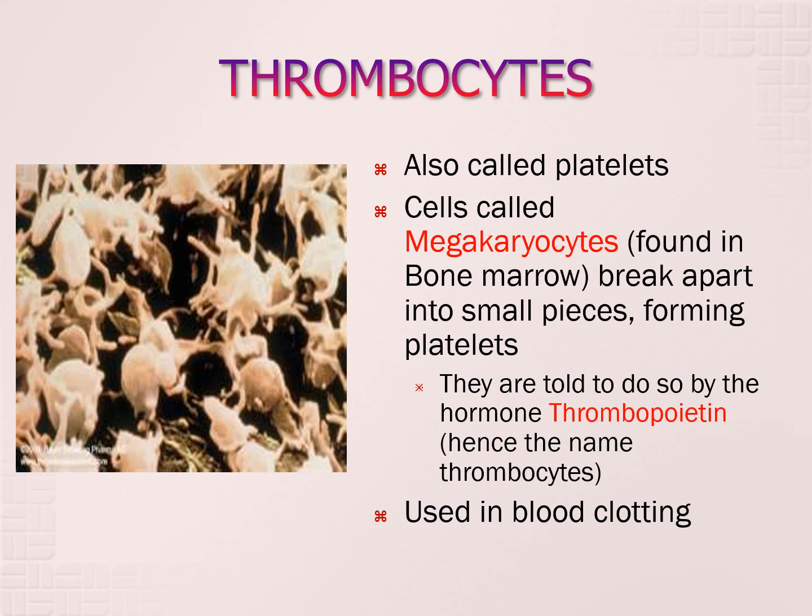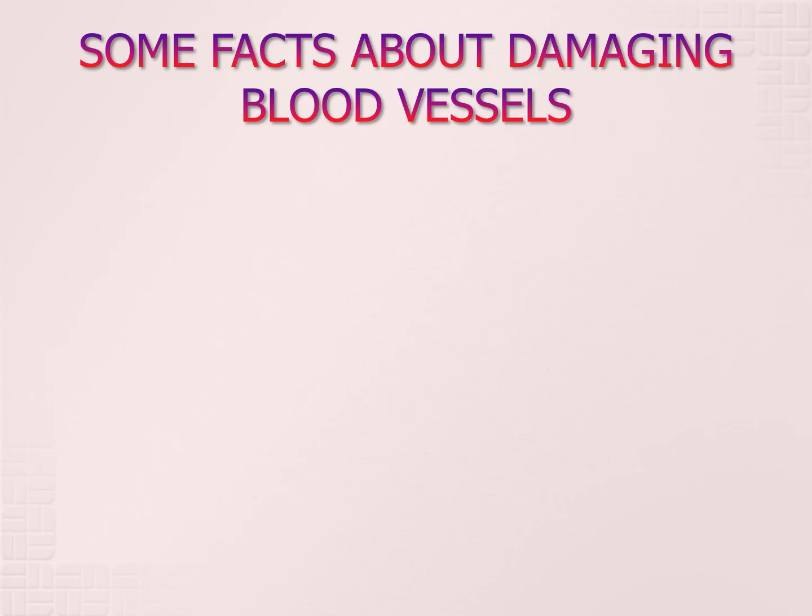And so your body is going to go through a chain reaction using several different hormones in order to create a blood clot. And once that blood clot's in place, then your body will stop this chain reaction and turn off. So, just some facts about when we have damaged blood vessels.